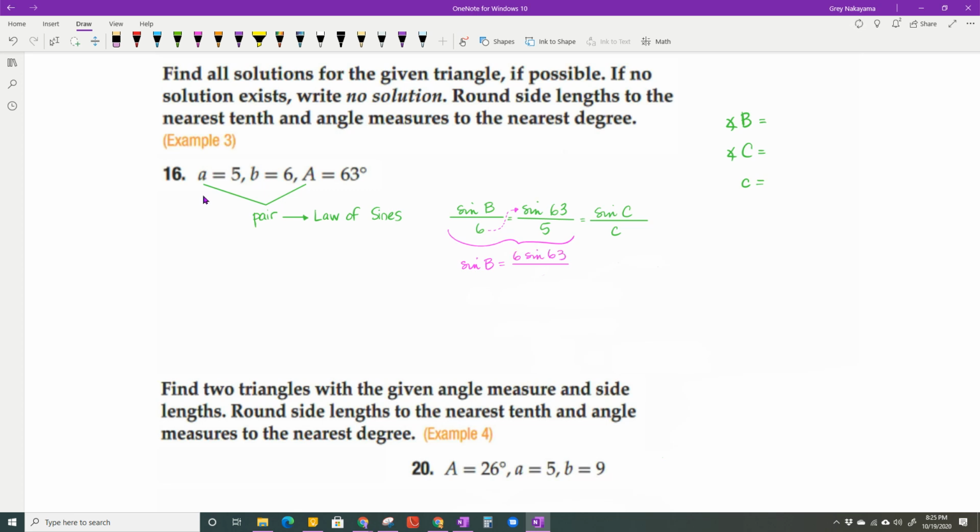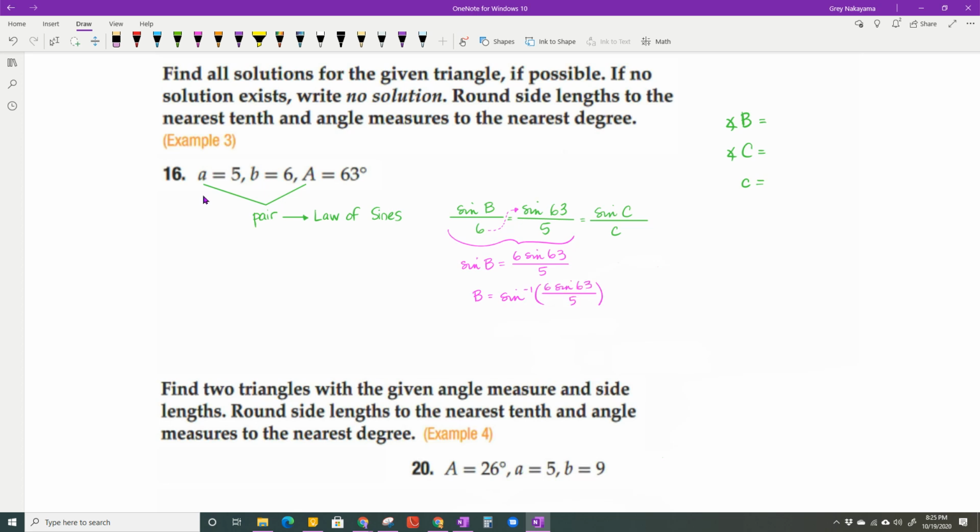6 times the sine of 63. And on bottom, I have a 5. Now, this is an example where I'm looking for the angle. And since I'm looking for the angle, that means I'm using that button on the calculator that requires the second. So it's the inverse sine of what I just wrote up there.